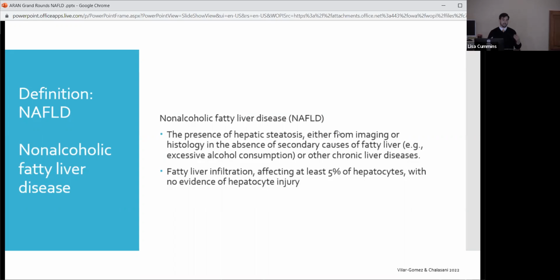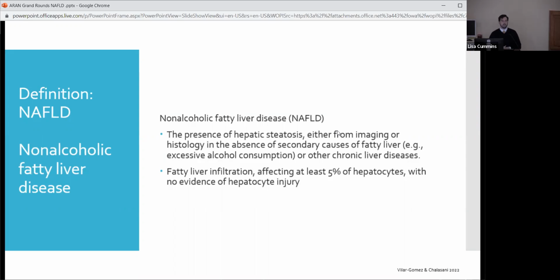All right, so excessive alcohol, we've kind of been talking about. There are other things. Hepatitis C can cause a fatty liver disease. Medications can cause a fatty liver disease. So there's a lot of other stuff that can cause it. And NAFLD is just kind of saying this is more of a metabolic issue. Fatty liver infiltration affecting at least 5% of hepatocytes with no evidence of hepatocyte injury.